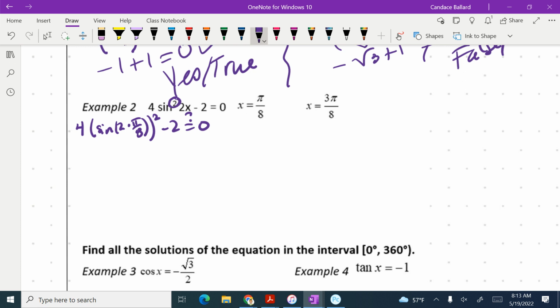And the I can statement said multiple angle. When I have that 2 next to the x, that's what they're talking about for a multiple angle. Because we have a number in there, because the angle measure is what always goes in by the sine. All right. What happens with the 2 and the 8? Cancel. How many times does 2 go into 8? 4. Good. So I have 4 times the sine of pi over 4 squared minus 2. We're checking to see, does that equal 0?